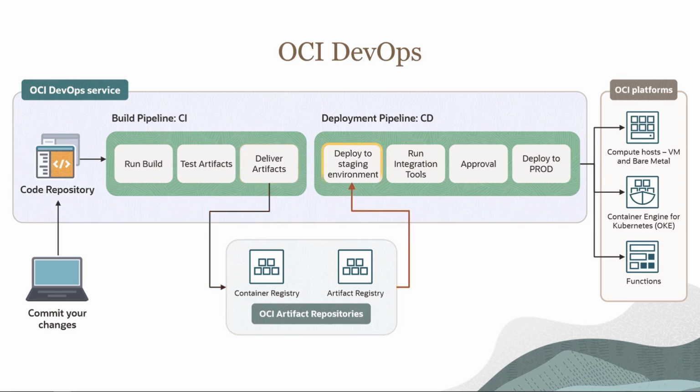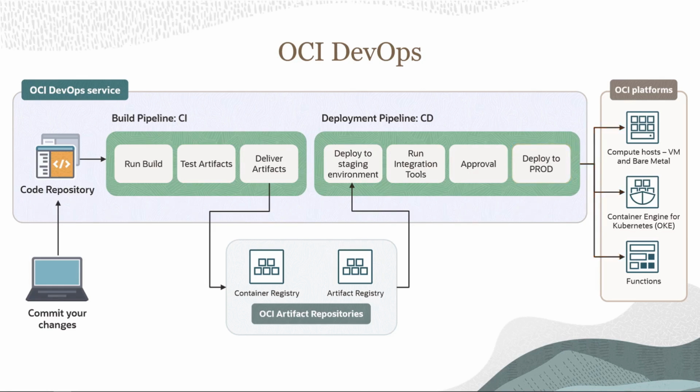The deployment pipeline then uses the built image from the container registry and a Kubernetes manifest to deploy the most recent version of the application to a staging environment. After the final tests and approvals, the pipeline pushes the image to the desired production environment, which can be a group of compute hosts, a container engine, or a function, completely based on the architectural design of the software application.